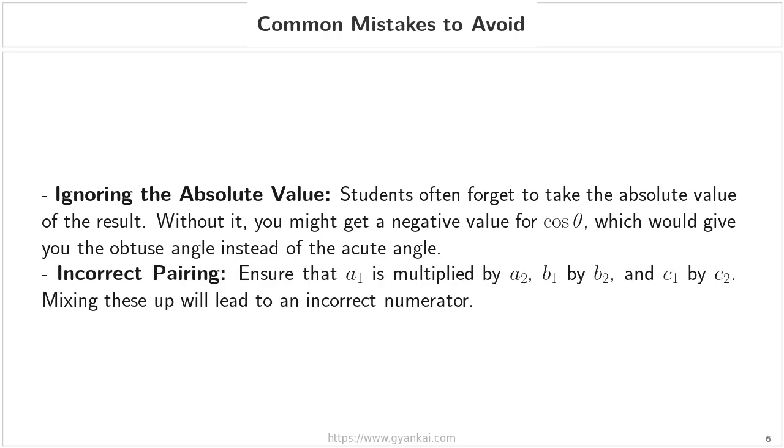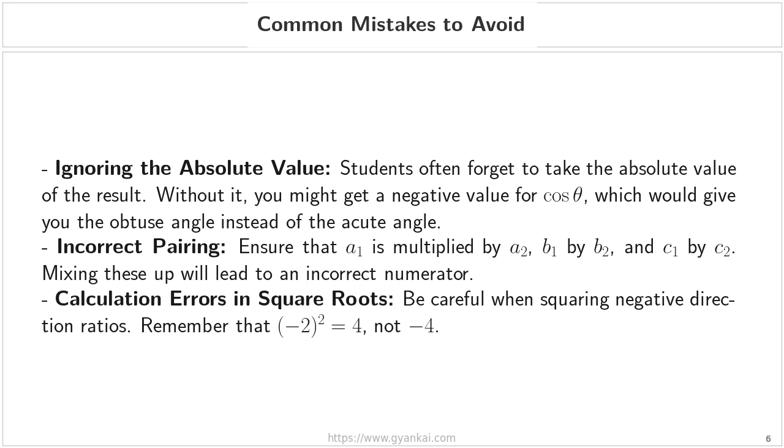Second, watch out for incorrect pairing. When calculating the numerator, you must multiply the corresponding components. A1 times a2, b1 times b2, and c1 times c2. If you mix these up, your entire numerator will be incorrect. Third, keep a close eye on your calculations involving square roots. A very common mistake is a sign error when squaring negative direction ratios. Always remember that -2 squared is +4, not -4.